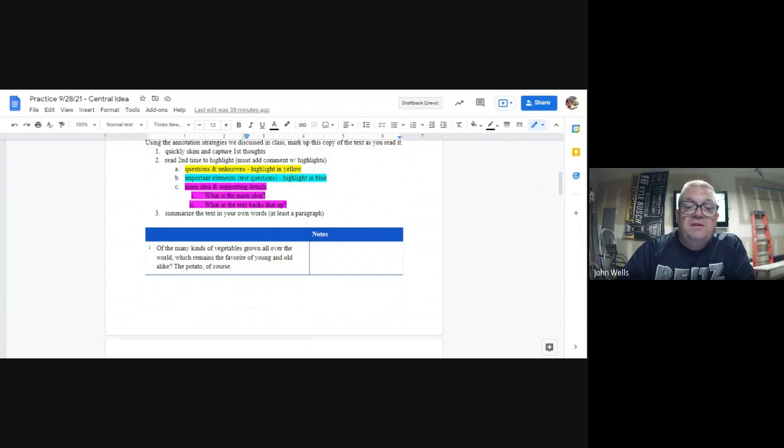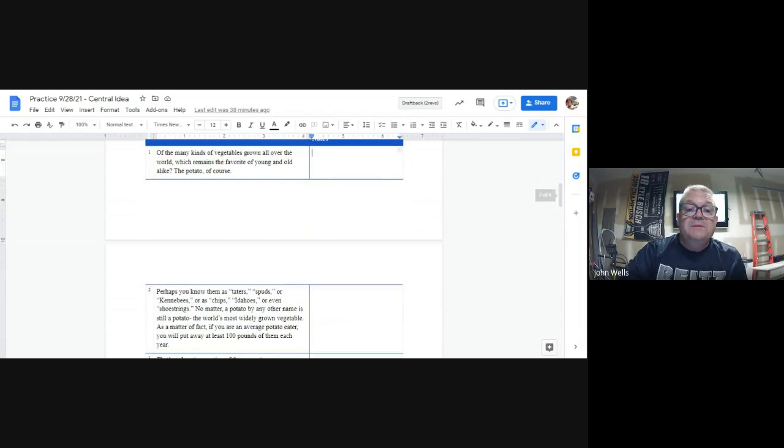For both of these, the questions and the important elements, you're going to have notes in this column over here, because we want to know, what was your question? What were you thinking? Or why did you think this was something important? So make sure that you are adding in those comments. It's not just enough to have highlights. You have to have the comments with it.